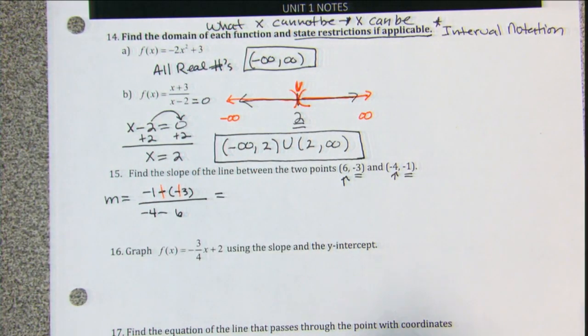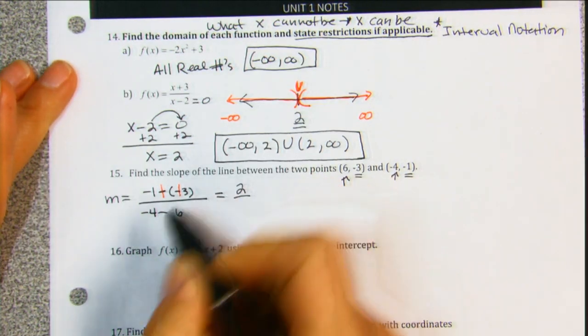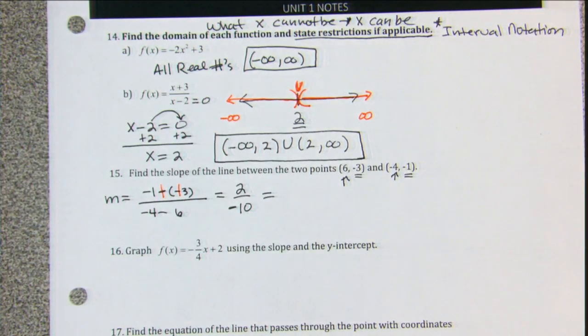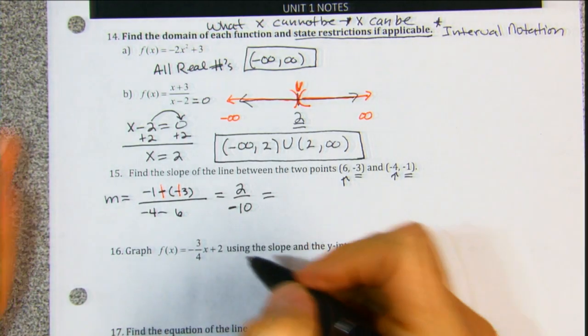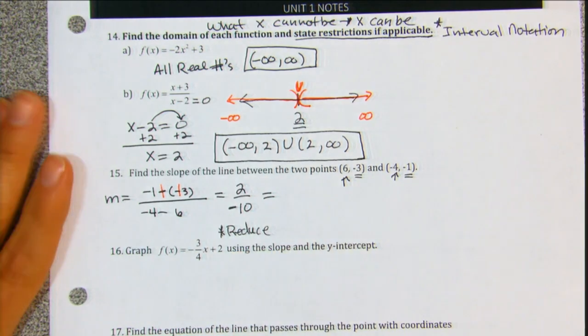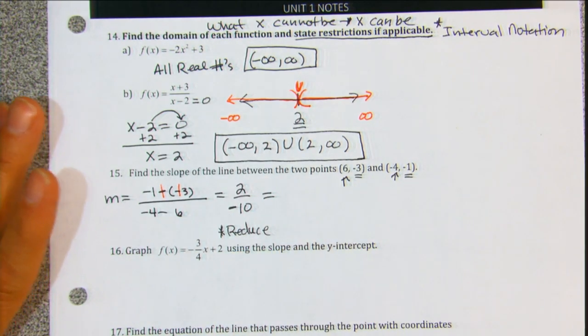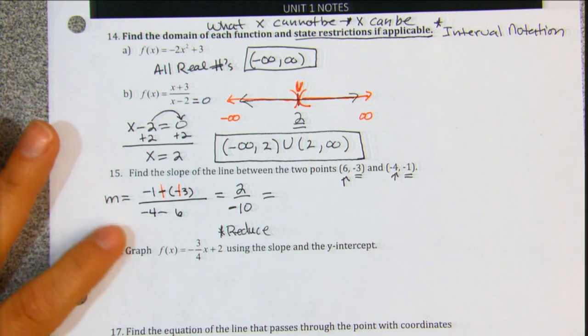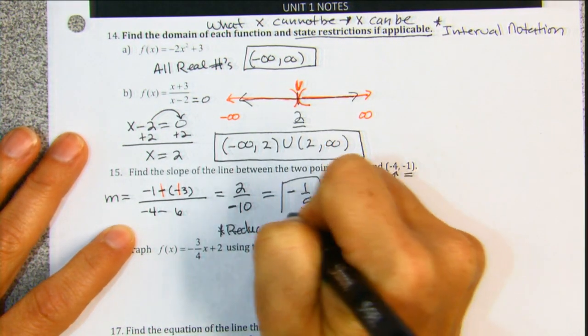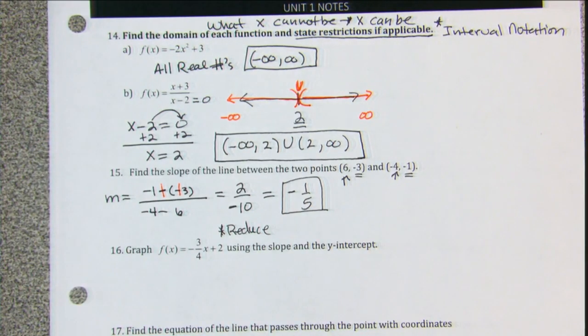So, -1 plus 3 is 2. -4 minus 6 is -10. Can I simplify that? Yes, make sure you always reduce, because I don't want to have to take off 1 point. I know it seems like 1 point isn't a lot, but just look at it. Does that reduce? Yeah. That would be -1/5 would be the slope.